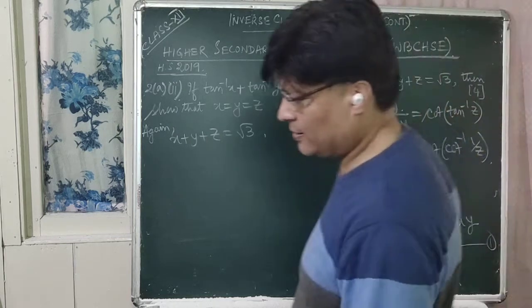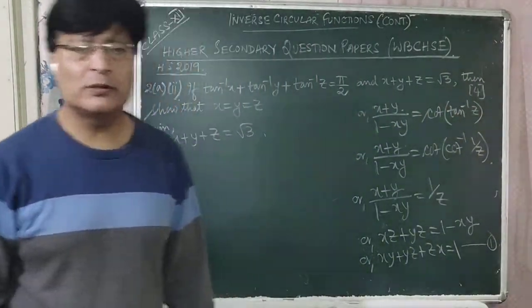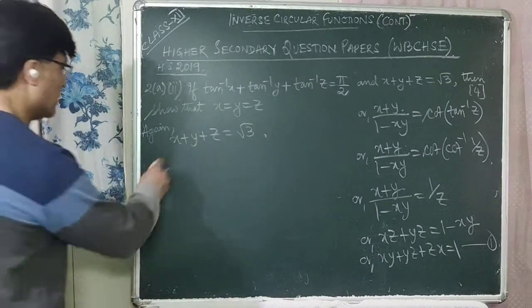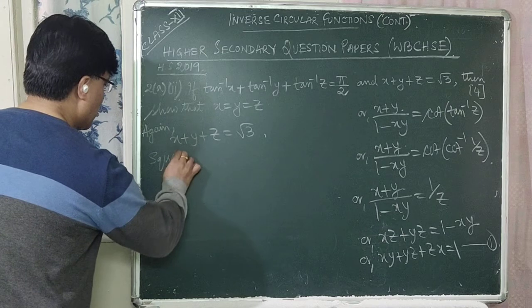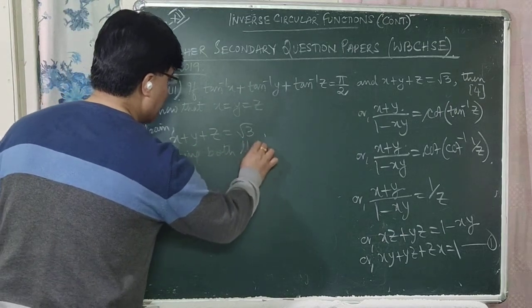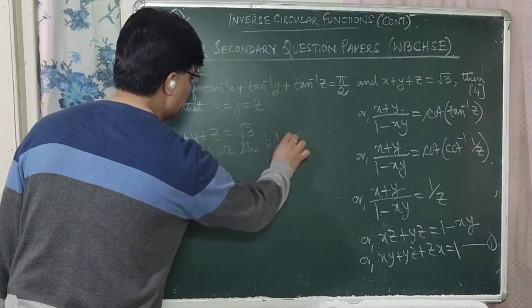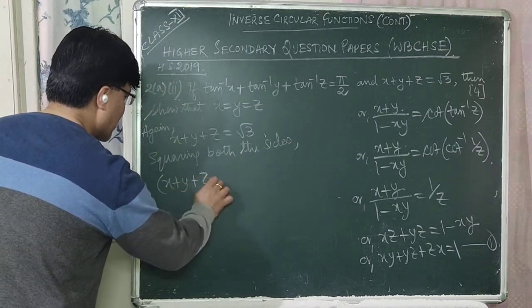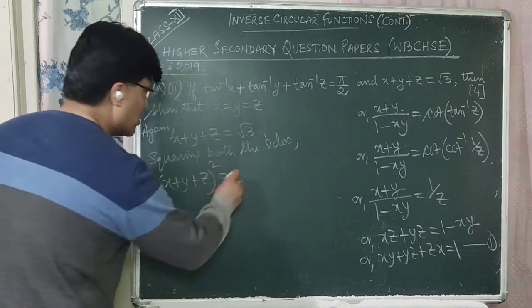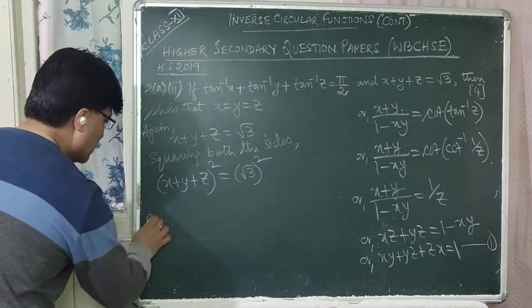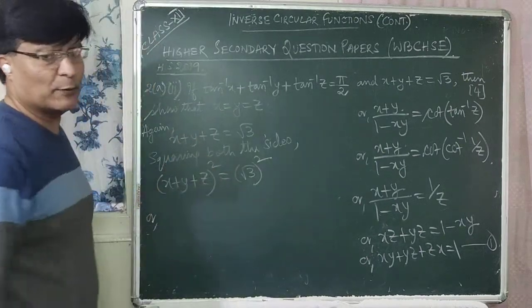So let us eliminate the square root from 3. That means you have to square both the sides. So let us write, squaring both the sides. Squaring both the sides, what do we get? x plus y plus z whole square is equal to root over 3 whole square, right? So you know this formula. You should know this formula, isn't it?